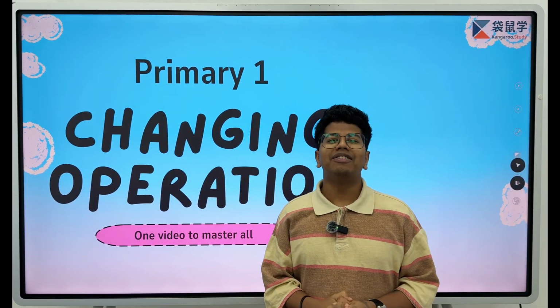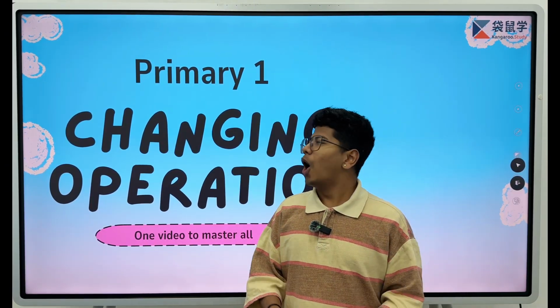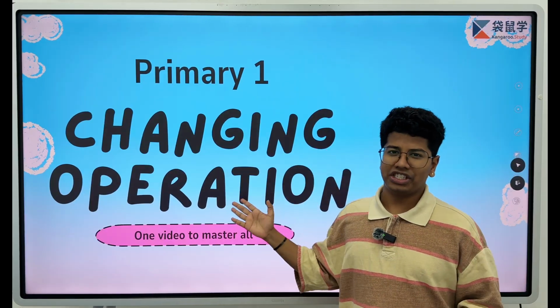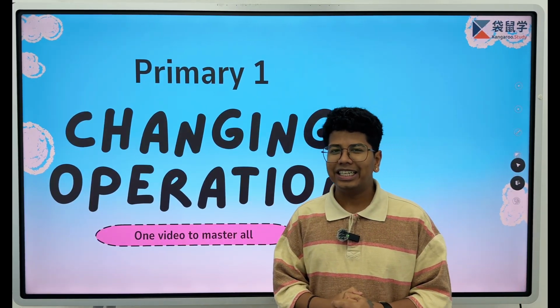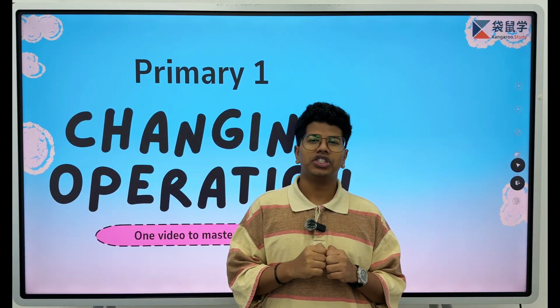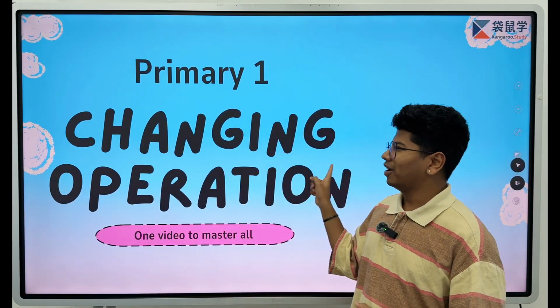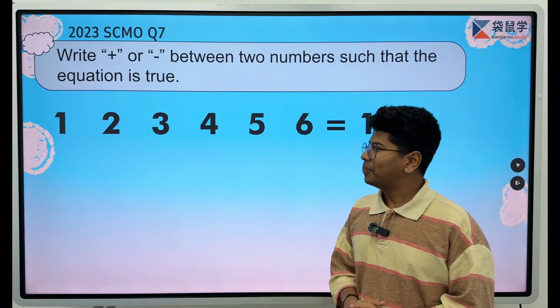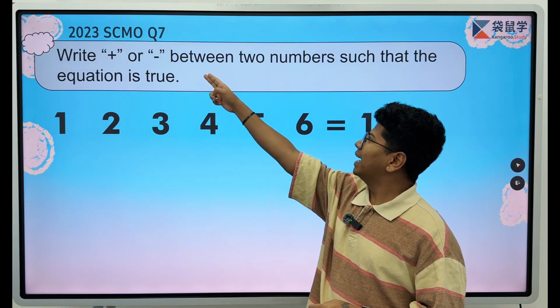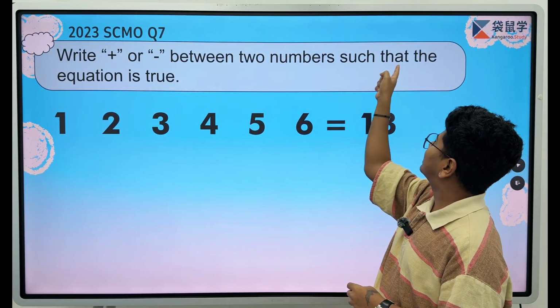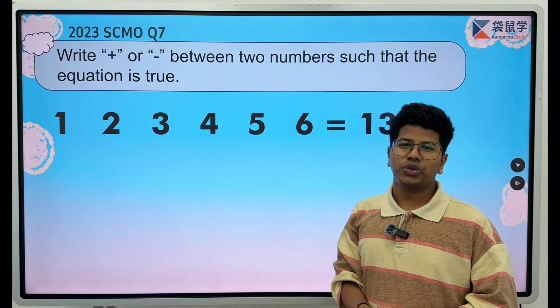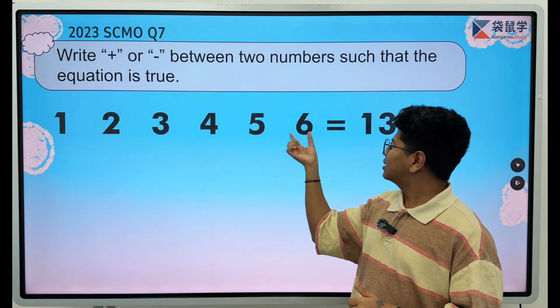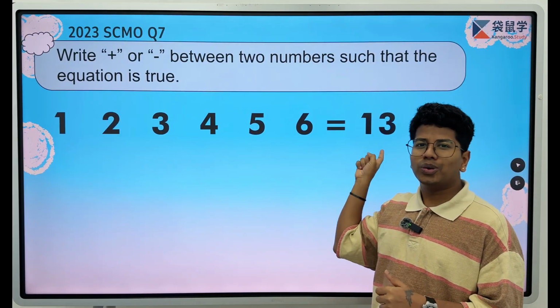So the topic that we'll be discussing today is about changing operations. Now to understand this topic well, I have taken a question from the past years of Spring Cup. Let's have a look. Here the question is, write plus or minus between two numbers such that the equation is true. Here I have numbers and then it should be equal to 13.